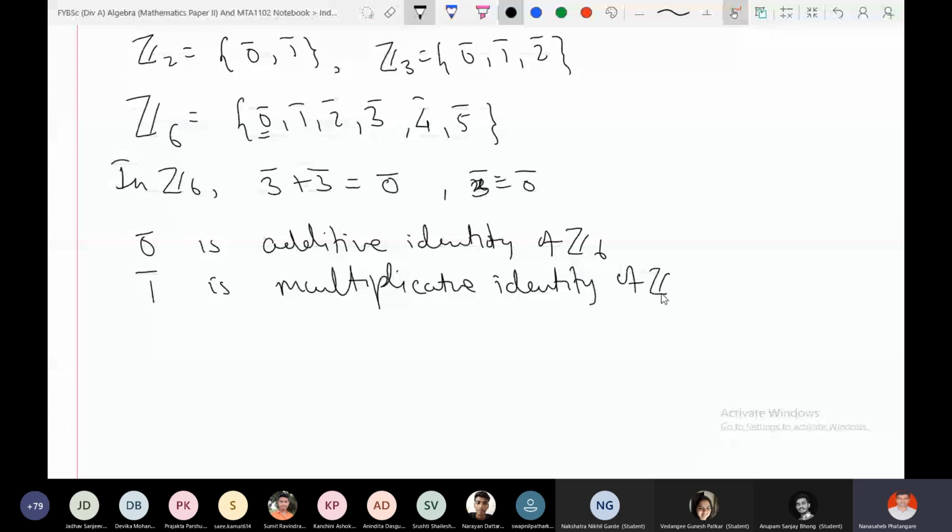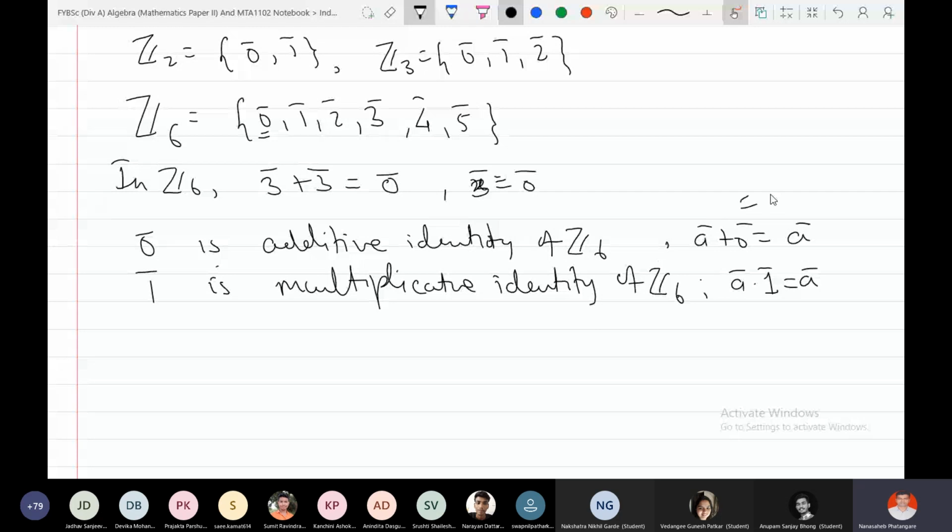So 0 bar is the additive identity, meaning if you add any A bar with 0 bar, it gives us A bar. And A bar multiplied with 1 bar is again A bar. Because we know that the addition of two classes is just adding their representatives and taking its class. So that is how we define A bar plus B bar as the class of A plus B: choose representatives of these classes, add them, and whatever is the new element, its class is the addition of these two classes. That is what we say: A plus B is congruent to C, where C is a representative.